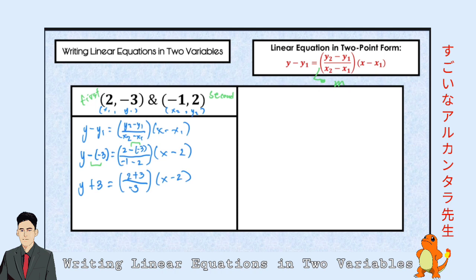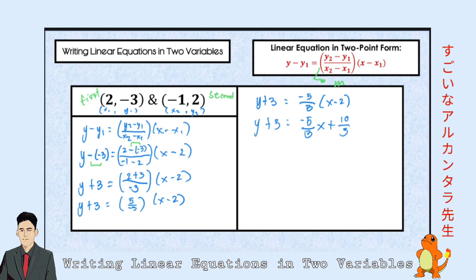Let's just double check if we're correct here. 2 minus negative 3 all over negative 1 minus 2. Okay, we're correct. Now to continue with this one, y plus 3 is equal to 5 over negative 3 times the quantity x minus 2. This could also be written as y plus 3 is equal to negative 5 over 3 multiplied to x minus 2. To continue, distribute the negative 5 over 3 to the entire thing. You'll have negative 5 over 3 x. Negative 2 times negative 5 is going to give you positive 10 over 3.